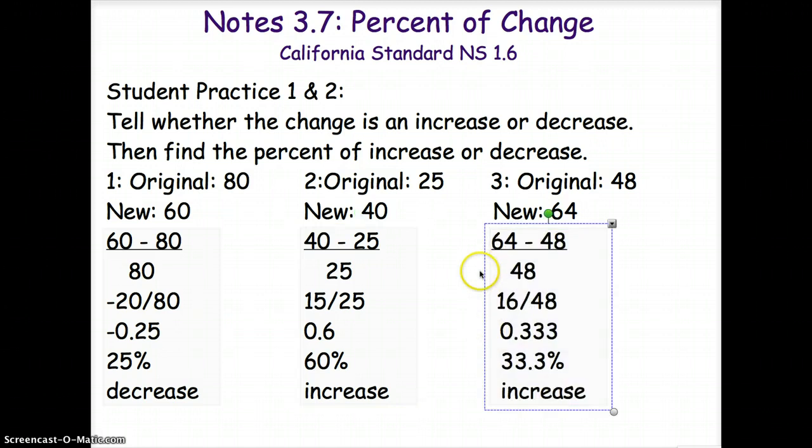Number 3, again, you're doing that subtraction. Notice you end up with a positive number, so you know it is going to be an increase. Then we just divide 16 divided by 48, and we end up with 0.3 repeating. So 3, 3, 3, 3, 3, 3, 3. Notice I just wrote 3 of them because you only need 3 of them when you turn it into a percent, which would be 33 and 3/10%. And of course I need that word increase.